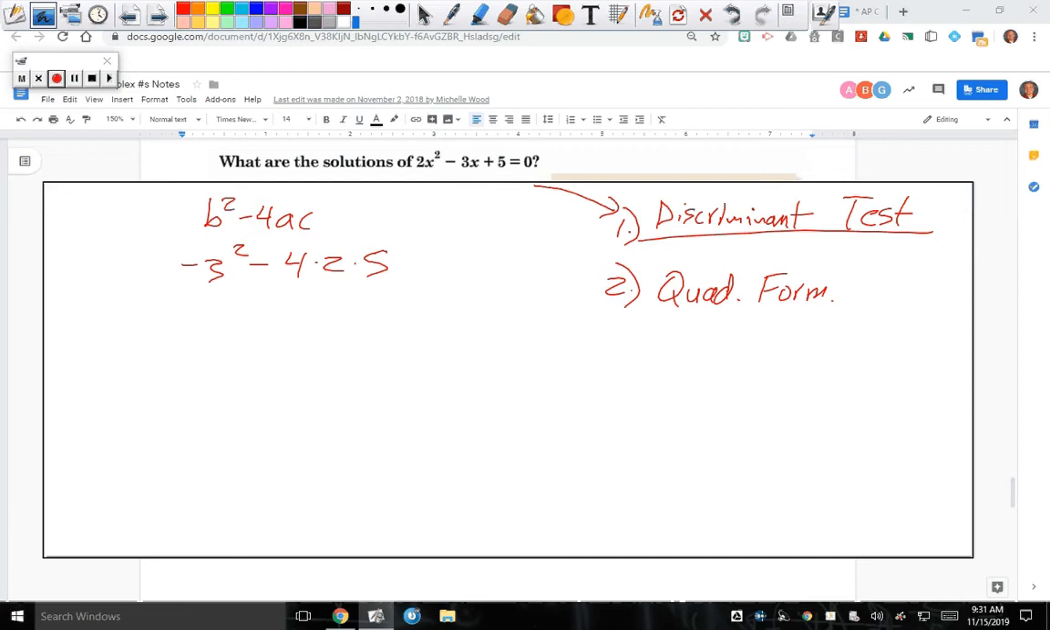I need parentheses, especially if you're going to put some of these pieces in calculators. Because if you don't put parentheses right here, you're going to get a negative 9, rather than the positive 9 that you should get.